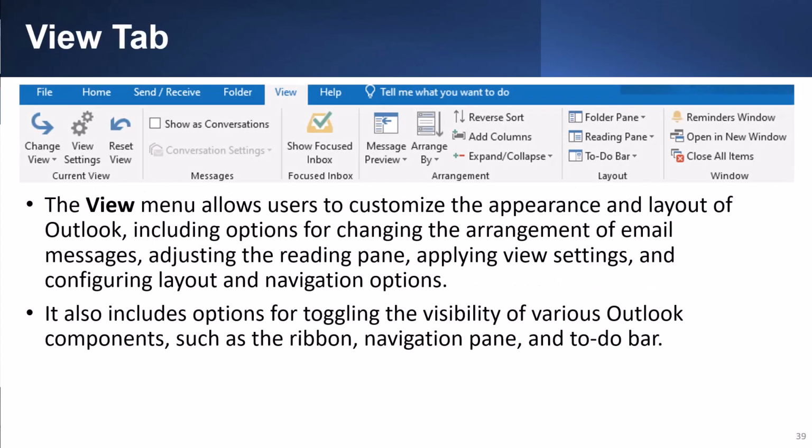The View menu allows users to customize the appearance and layout of Outlook, including options for changing the arrangement of email messages, adjusting the reading pane, applying view settings, and configuring layout and navigation options. It also includes options for toggling the visibility of various Outlook components, such as the ribbon, navigation pane, and to-do bar.